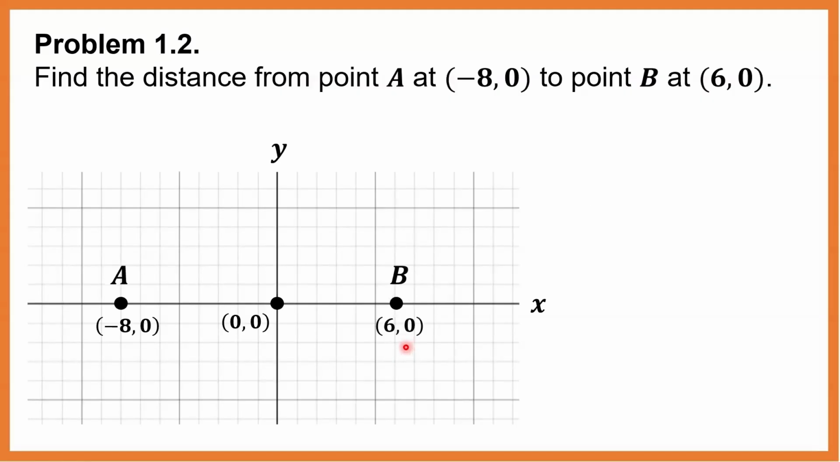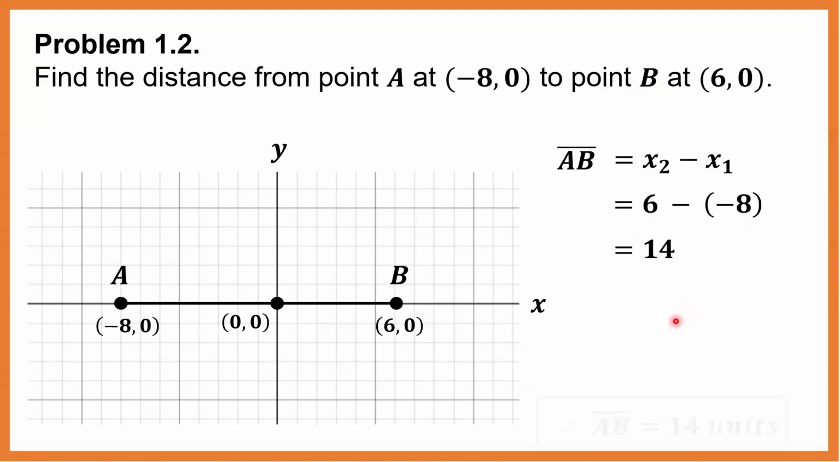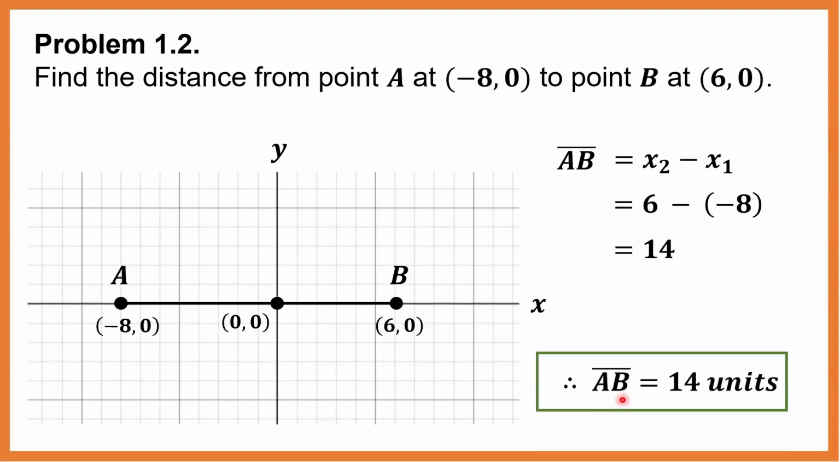In order to determine the distance from A to B, we are going to use the formula x sub 2 minus x sub 1. The value of x sub 2 is positive 6 minus the value of x sub 1, which is negative 8. 6 minus negative 8 is equivalent to 6 plus 8, which is 14. Therefore, the distance from A to B is equal to 14 units.